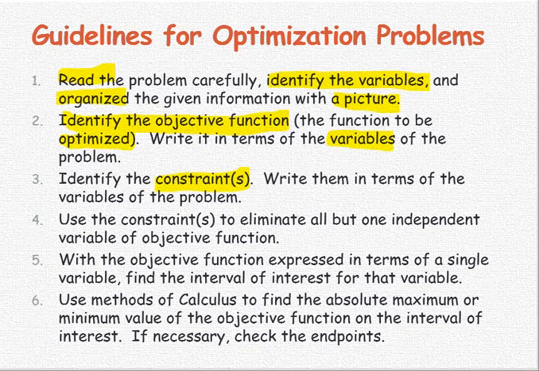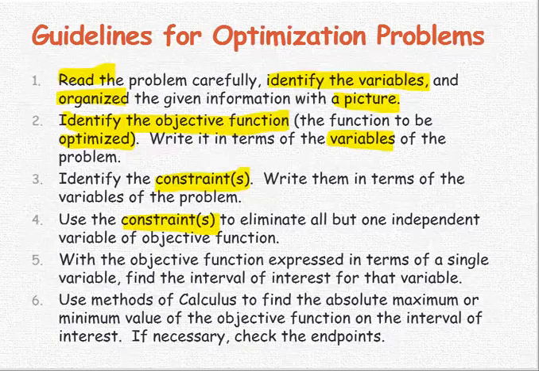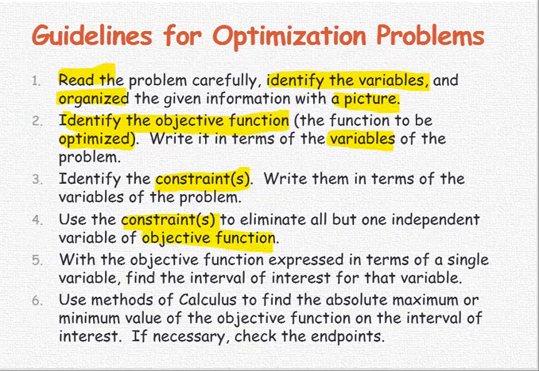Step 4, use the constraint to eliminate all but one independent variable of the objective. So then the objective function will be just a function of a single variable. Then find the interval of interest for that variable. Number 6, use the method of calculus to find the absolute maximum or minimum value of the objective function on the interval of interest. If necessary, check the endpoints.